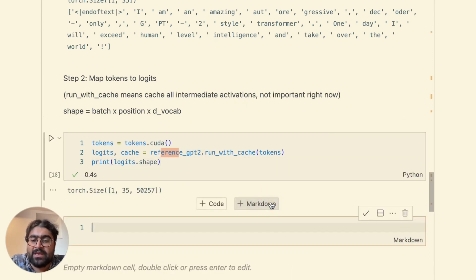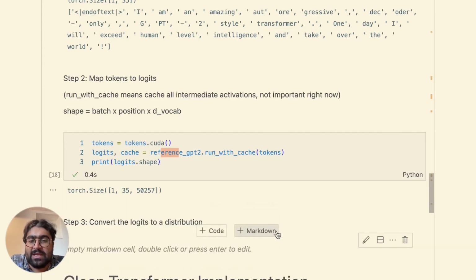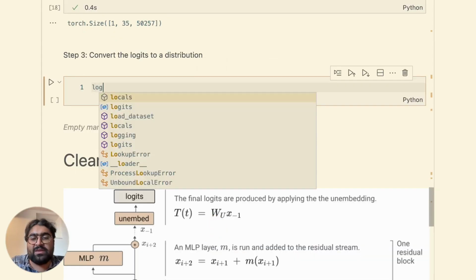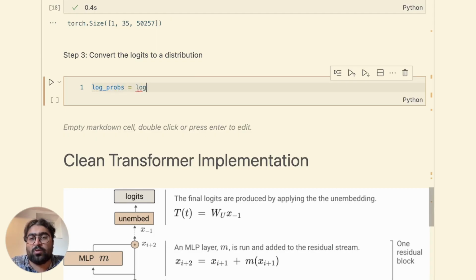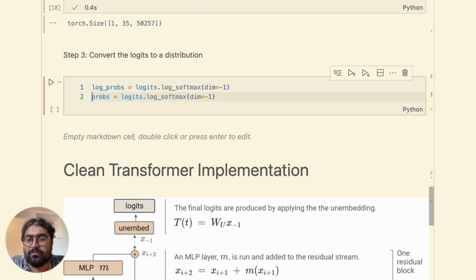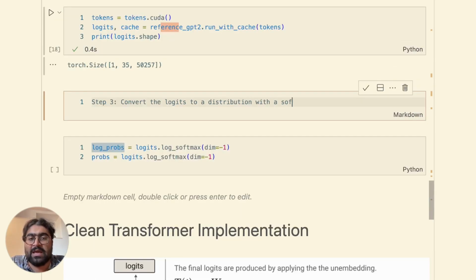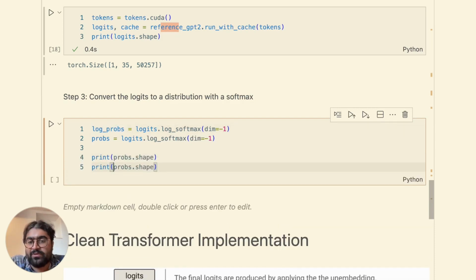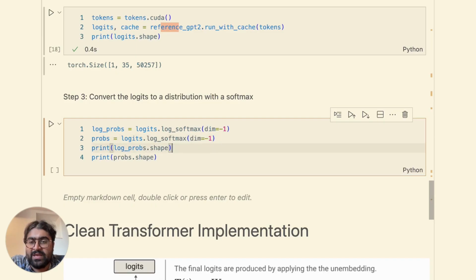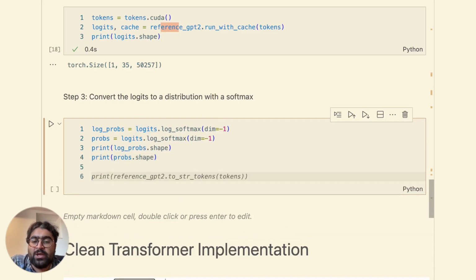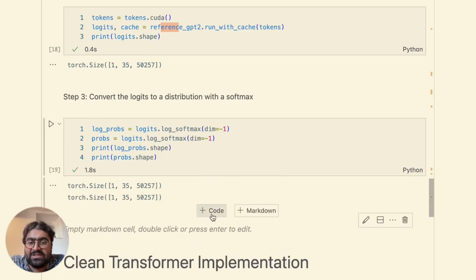So step 3 is convert the logits to a distribution, and so that means here we want to convert it to log probabilities using the log softmax method. dim equals -1 just means along the d vocab dimension, the -1th dimension. We could also create probabilities, and yeah, so we can print the shapes of both. They're just going to be the same as the shapes of the logits, because log softmax doesn't change shapes. And we can look at what the model thinks the top token is for everything. That converts it to probability.